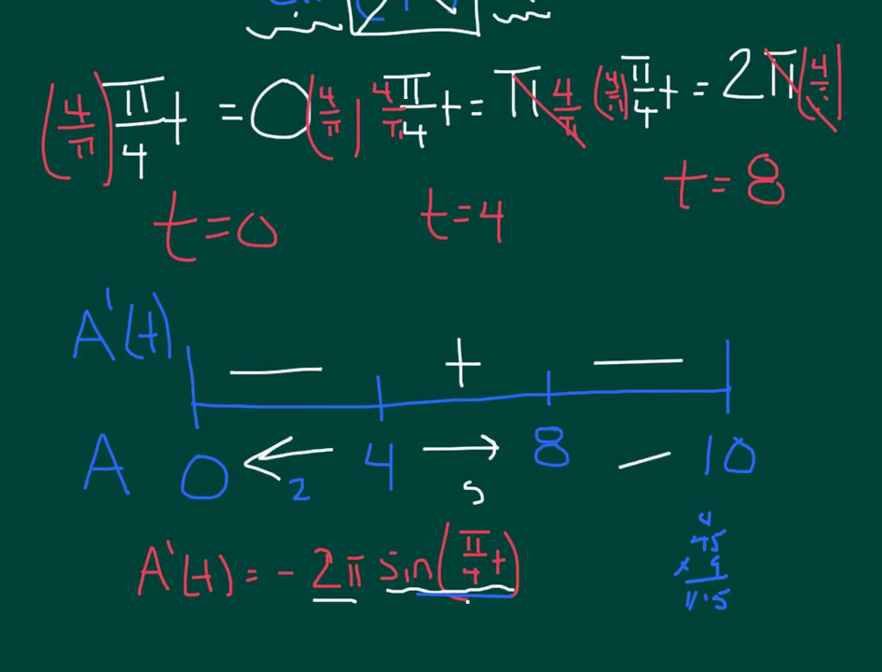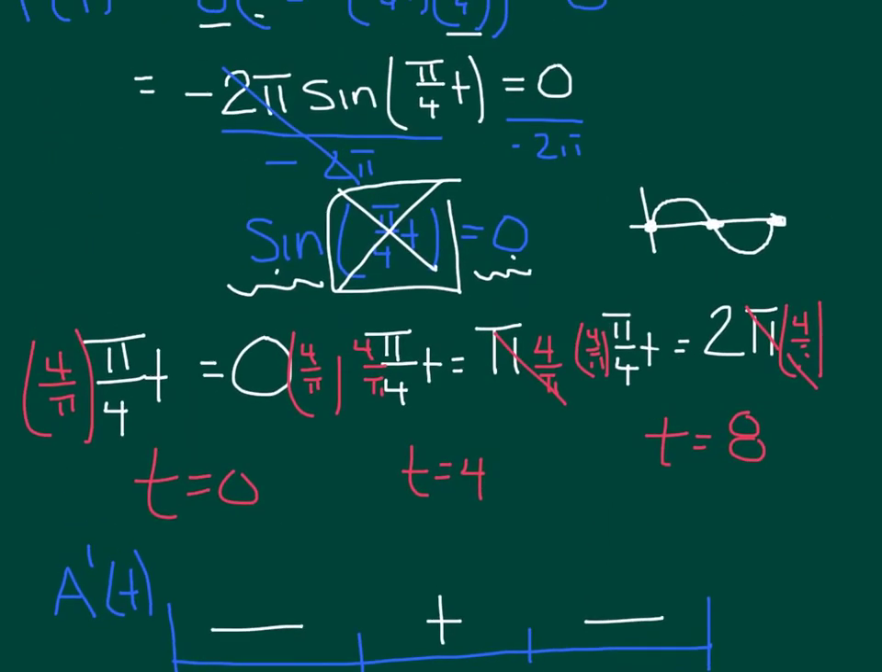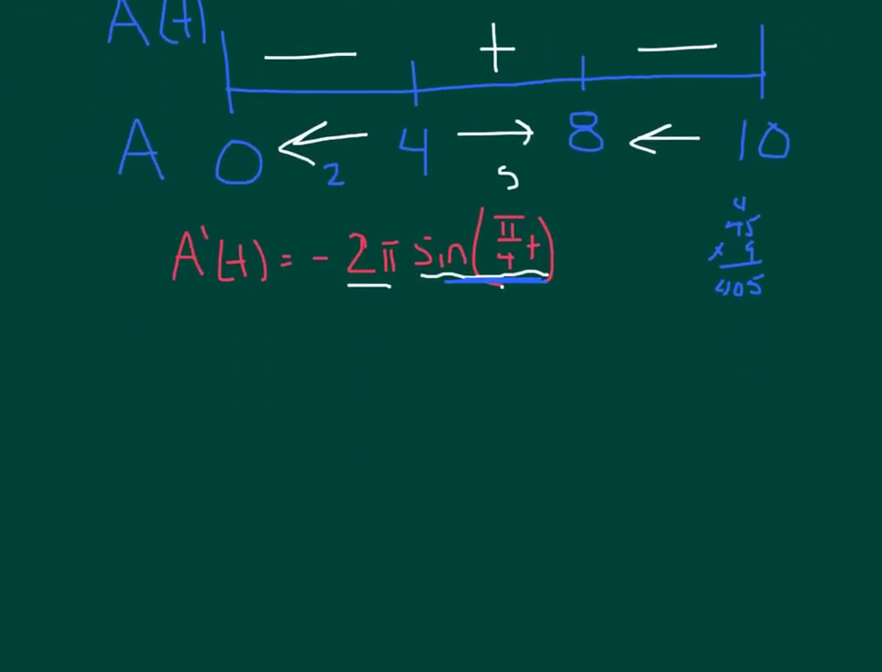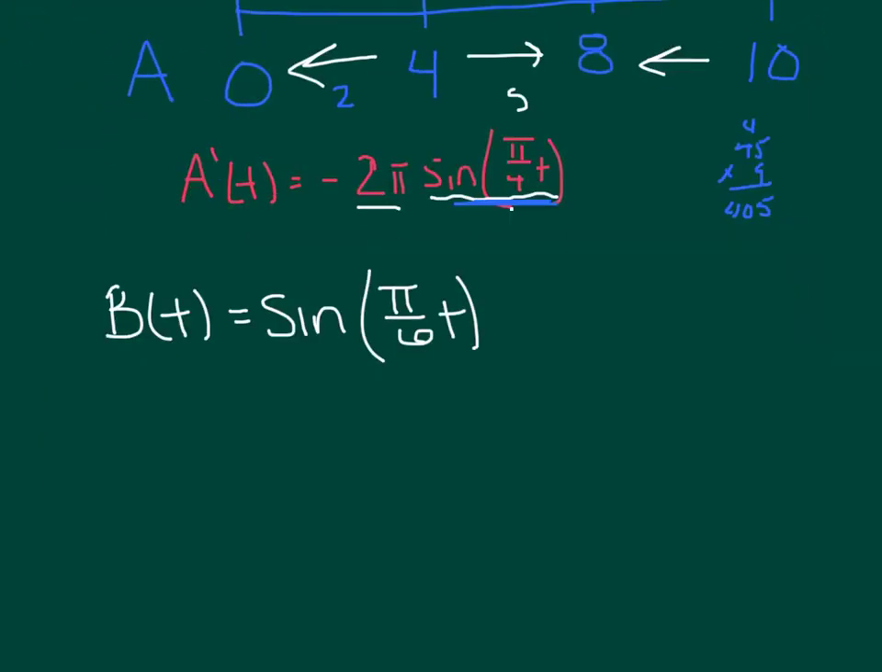Now I have to do the exact same thing for my B term. And I'm going to leave that one up to you. So I'm going to rewrite down my B. And I'm going to speed things up here. Hopefully you can do this quickly on your own. We'll take that derivative. I get b prime of t equals cosine of pi over 6t times pi over 6. We want to set that equal to 0. Remember, I'm going to divide out the pi over 6, so I get the cosine of pi over 6t equals 0.